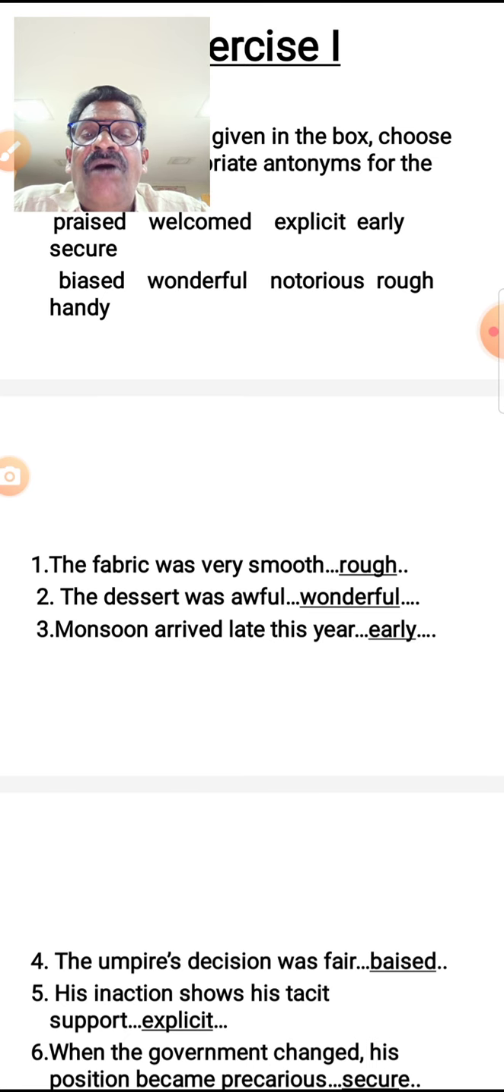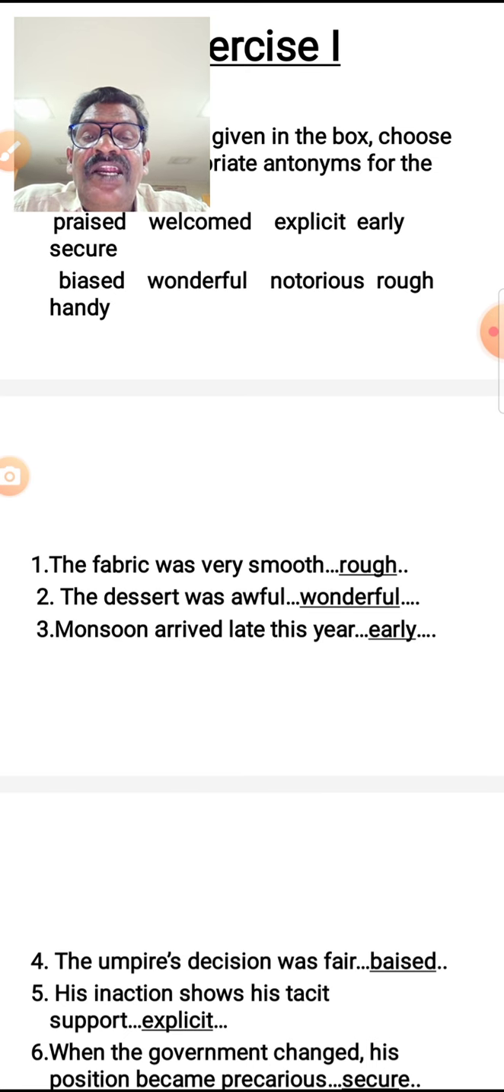The dessert was awful. Dessert means here a food. Awful means terrible; the opposite word is wonderful. Okay. Now look at the third sentence.